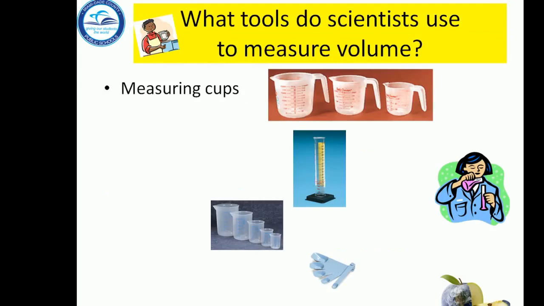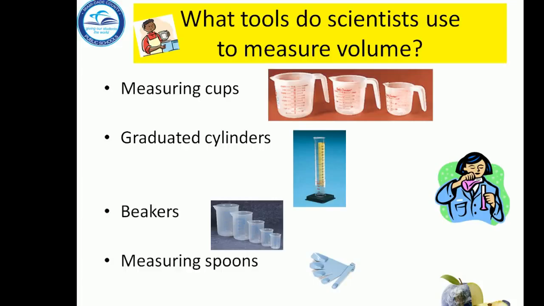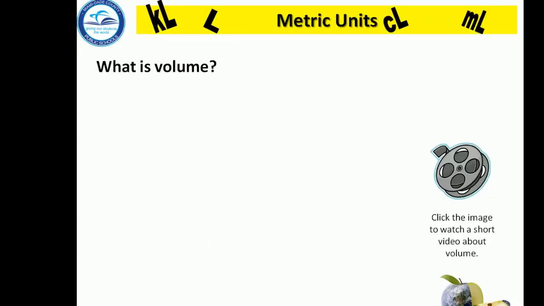So here's some tools that scientists use to measure volume. That's like how much you can put into something. They use measuring cups, graduated cylinders, beakers, or measuring spoons. You can also measure volume using rulers, meter sticks, or tape measures.